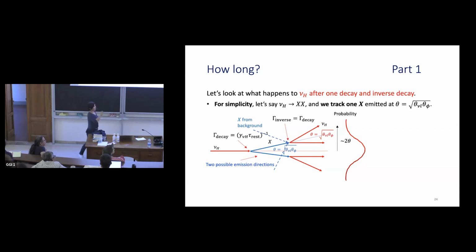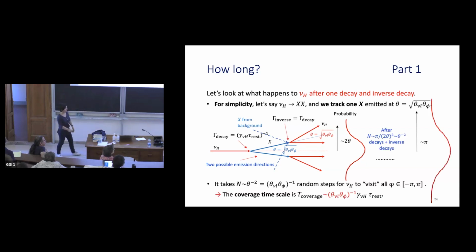So if you keep repeating this many times, in particular if you repeat this process n times, where n is 2 pi, as pi divided by 2 theta squared, then what you will end up having is basically this decay, inverse decay, and this neutrino having covered all angular positions from minus pi to pi. This is just a random walk argument. So the number of steps that's taken is n, as said. If you evaluate this, this is roughly equal to theta to the minus 2. So it takes n random steps for new H to visit all angular positions from minus pi to pi. And because you're covering all the angular positions, we call it a coverage time.